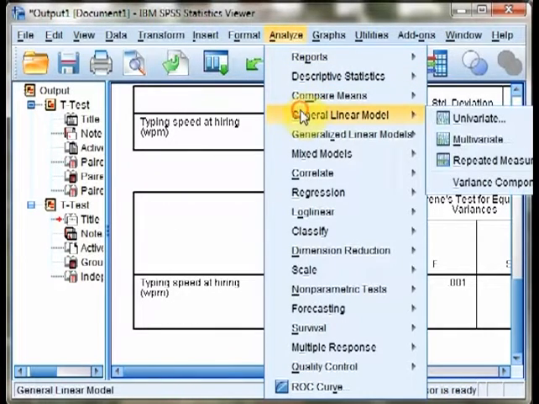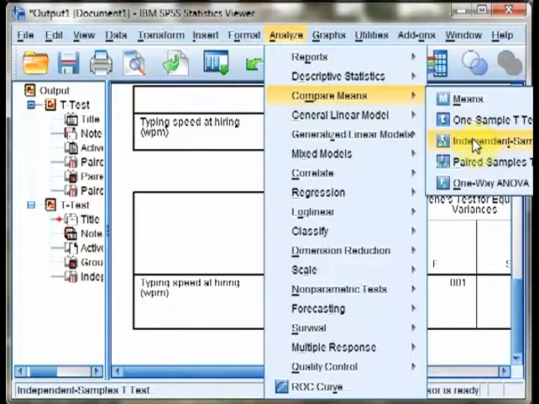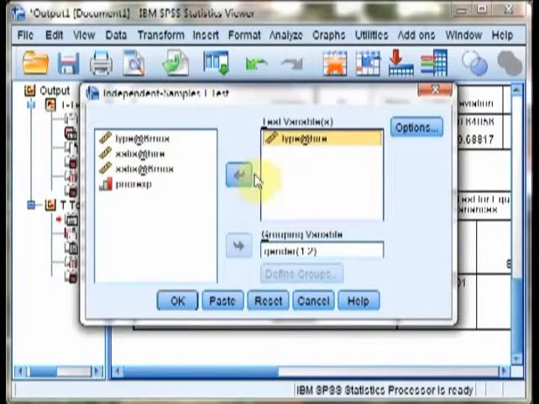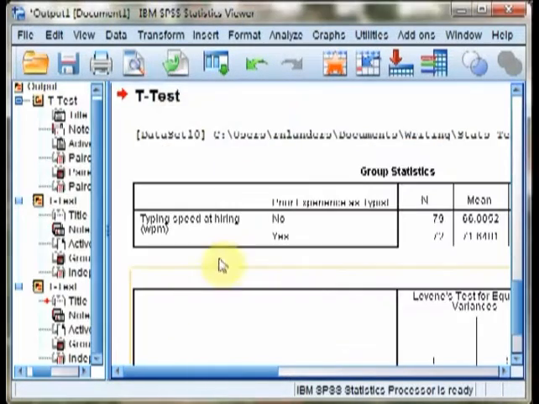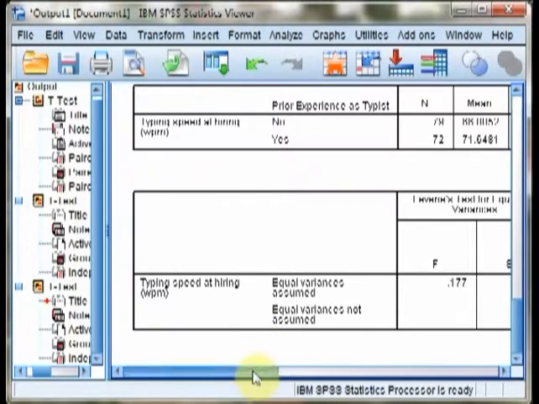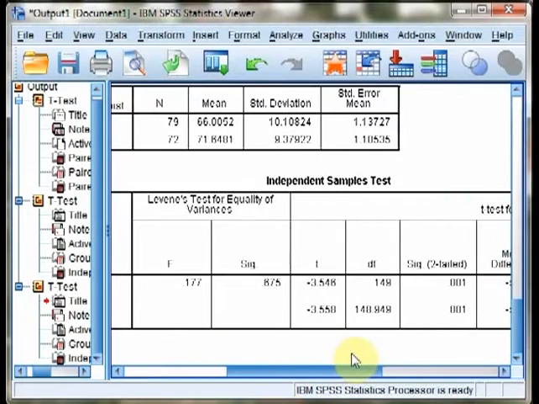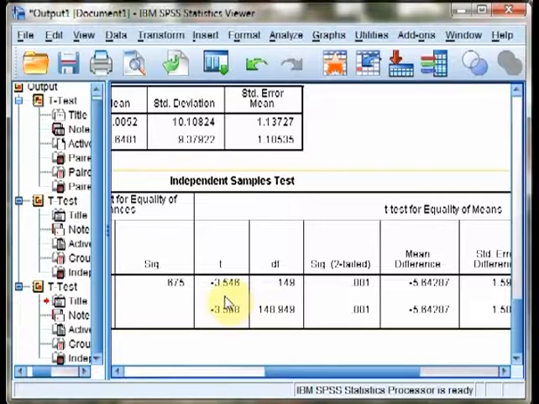We will run this process again, see if you can create it on your own. Independent Samples T. We'll keep type at hire since that's still our DV, but we will move our gender variable out and move prior experience in, redefining our groups as 0 and 1. Hit Continue, then OK. We will see that in this case, we have a t value of negative 3.5 with a two-tailed p-value of 0.001.